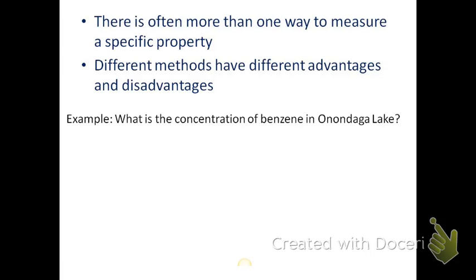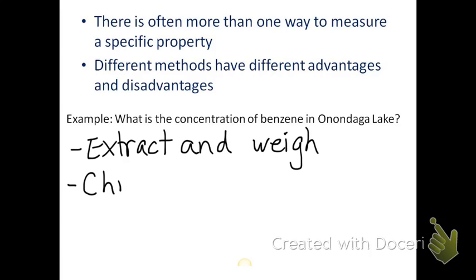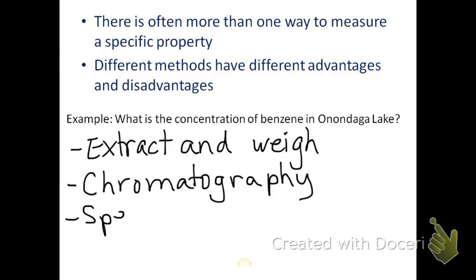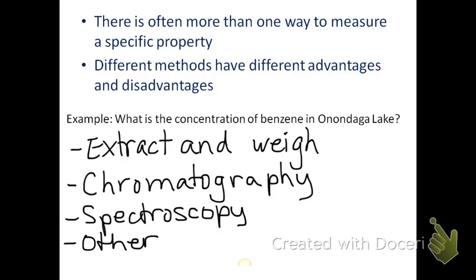Imagine that we go to Onondaga Lake and collect some water from it, and we decide to determine what the benzene concentration is in this water sample. How would we make this measurement? Well, there are a lot of options. For example, we might extract the benzene and weigh it. We could use chromatography or spectroscopy, or perhaps some other techniques.